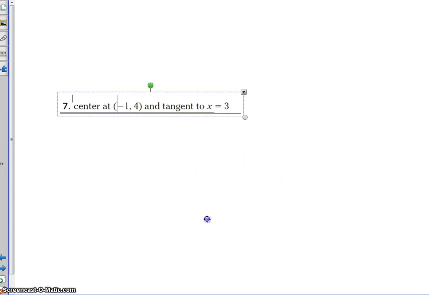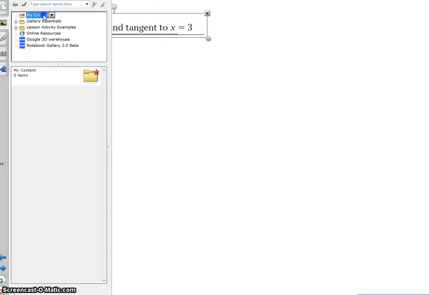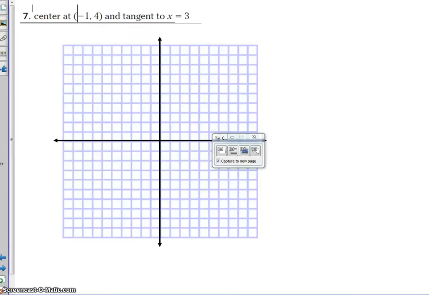All right, center at, I'm going to get my graph paper. Oh, shoot. So in number 7, we're saying a center at negative 1, 4. So here is the point, negative 1, 1, 2, 3, 4. Now it says tangent to x equals 3. Well, the line x equals 3, let me see if I can get a line here, would be about right here. That's my line.